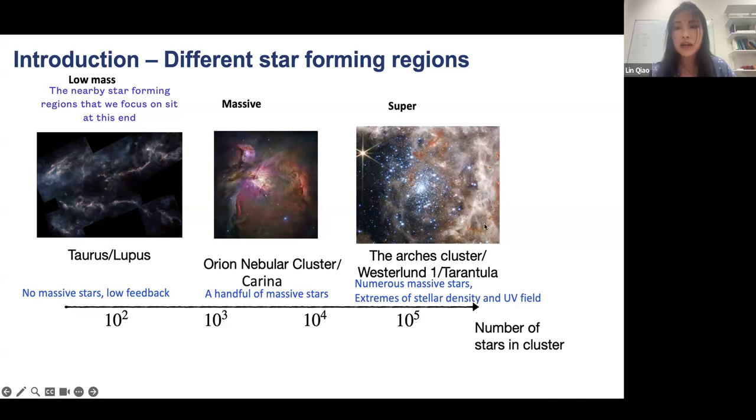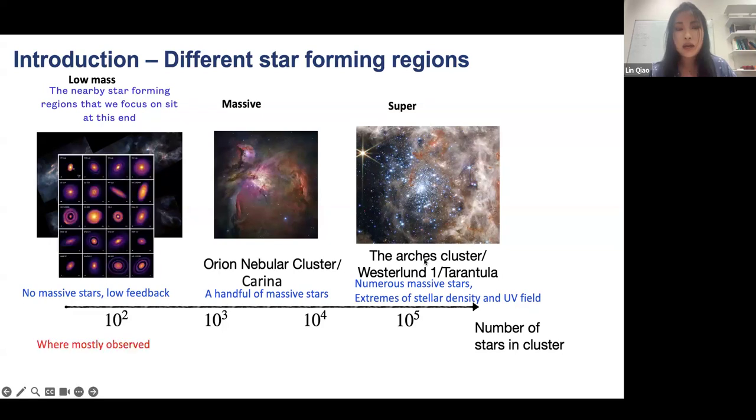They have extremely high stellar densities and give off extremely high levels of radiation from the massive stars contained within them. And although currently most of the disk observations that we are very familiar with are made in the nearby low-mass star-forming regions, it is these more massive types of star clusters that actually represent the more typical star-forming environments where most of the stars, and therefore the planets around them, are formed.